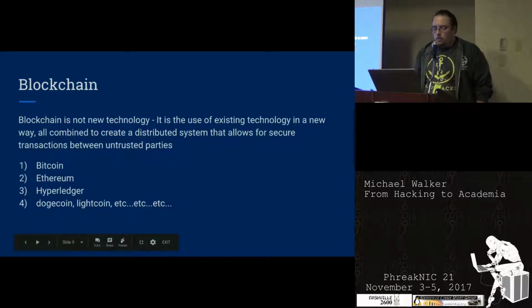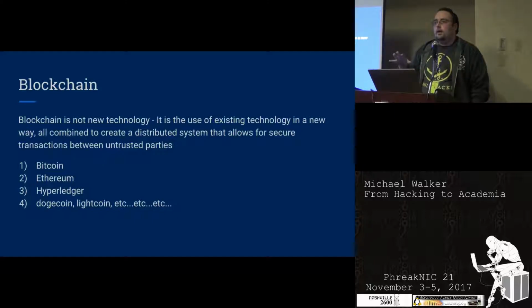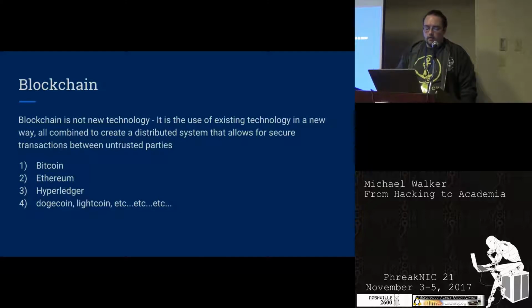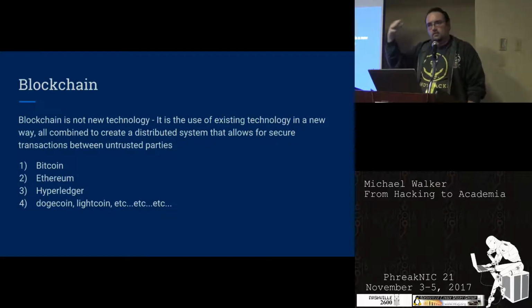So, blockchain, let's just give a basic overview so that everybody actually really understands what it is. Blockchain isn't anything new in and of itself. What it is, is a using of different technologies combined together in a new and unique, novel way to provide a service. And that service is a distributed ledger. And so Bitcoin, Ethereum, Hyperledger, Dogecoin, however you spell it or pronounce it, Litecoin, etc., etc., etc.